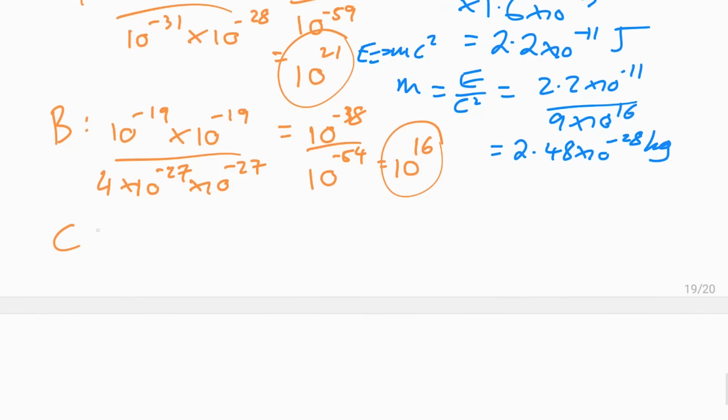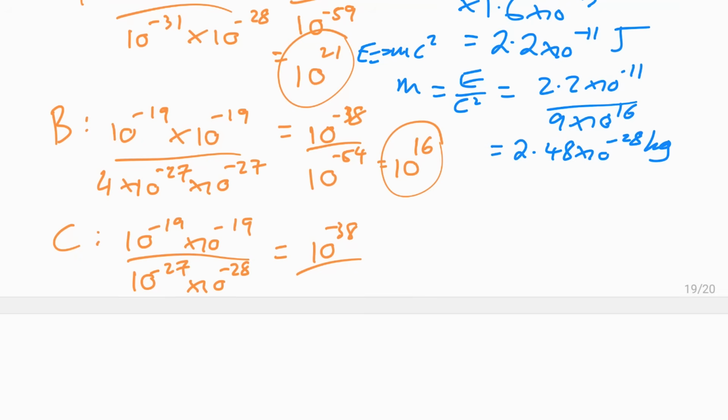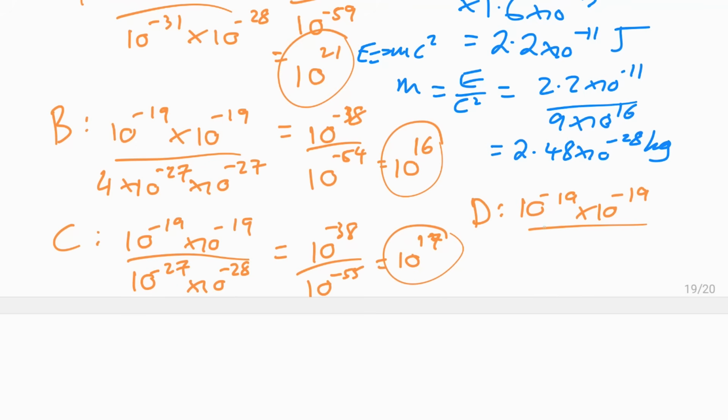C, a proton and a positive pion. And so that's going to be 10 to the minus 38 again, divided by 10 to the minus 55. It's going to be 10 to the 17. And then finally D, proton and electron. So that's going to be 10 to the minus 19 again. So I don't have to write it down every time, but hey, there we go.